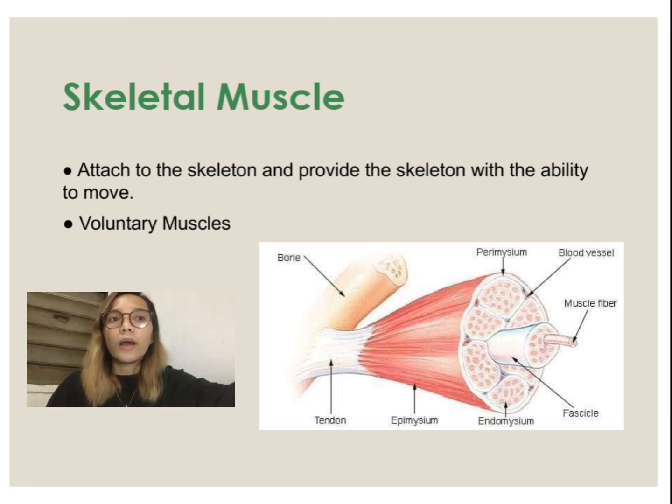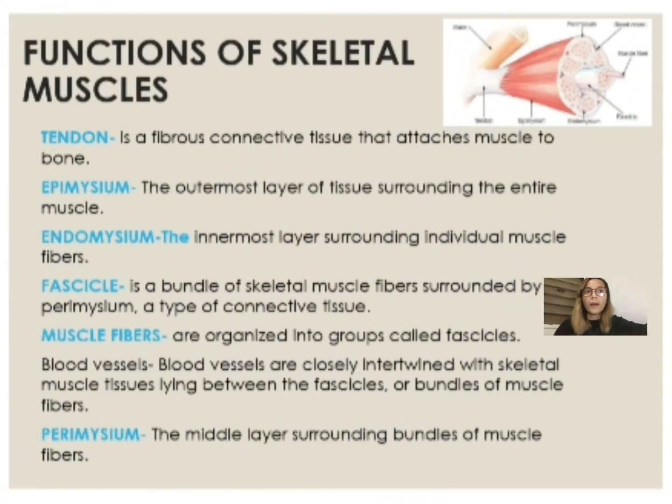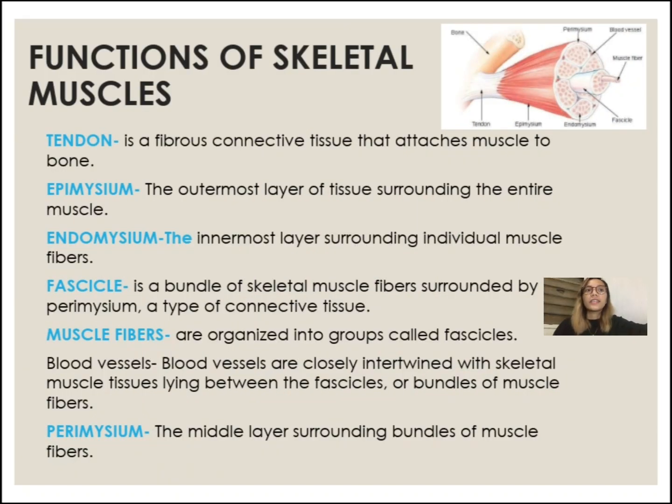So as you can see, there is the bone, the tendon, epimysium, endomysium, fascicle, the muscle fibers, the blood vessels, and the perimysium. Let's proceed to the tendon. Tendon is fibrous connective tissue that attaches muscle to bone. And the epimysium is the outermost layer of the tissue surrounding the entire muscle. And the next is endomysium, the innermost layer surrounding individual muscle fibers.